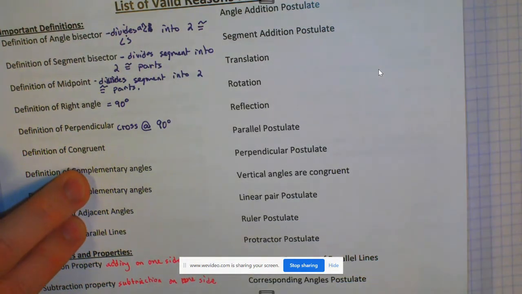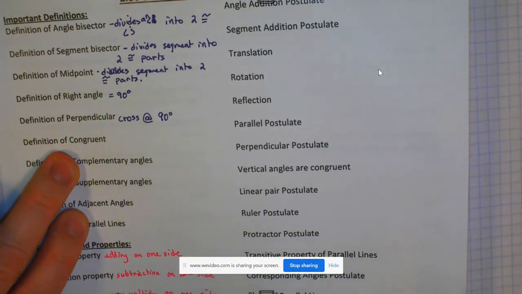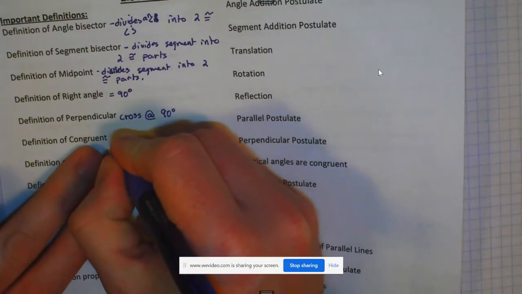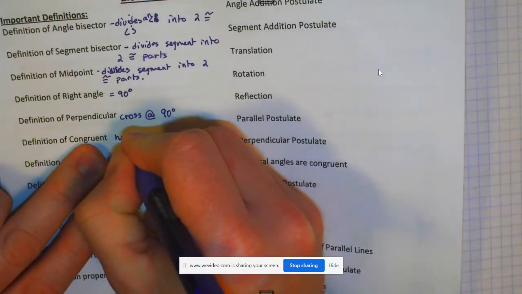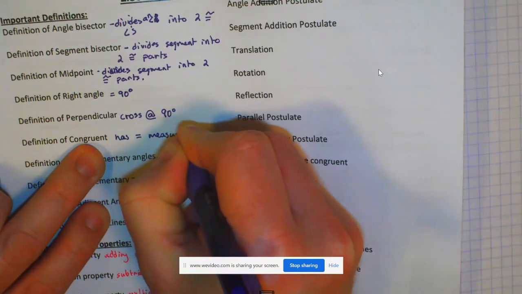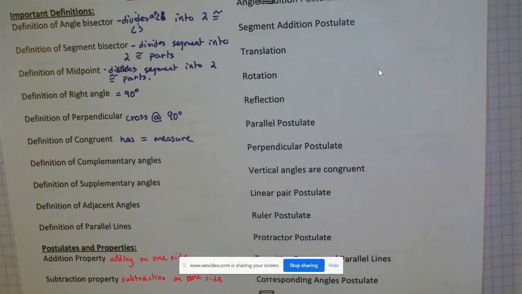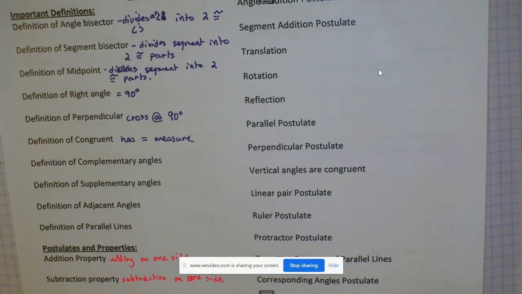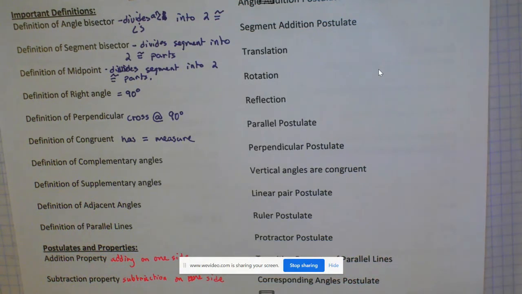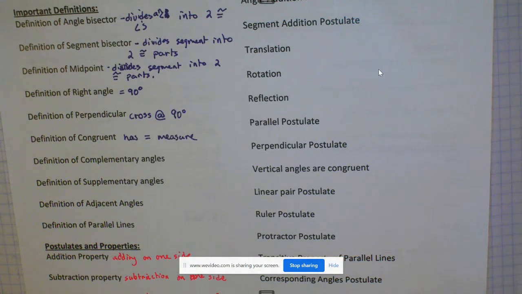Definition of congruent. This one's a little bit tricky. Definition of congruent means has equal measure. When I use definition of congruent, I'm going from the congruent symbol to the equal sign or the equal sign to the congruent symbol. So when I use that, I'm transitioning from equal to congruent, one or the other.